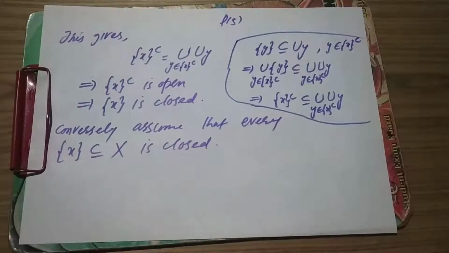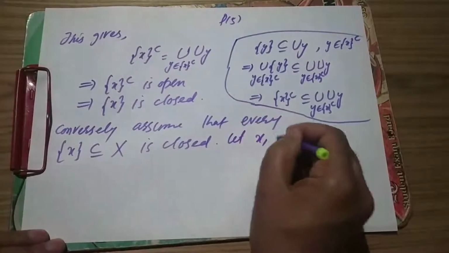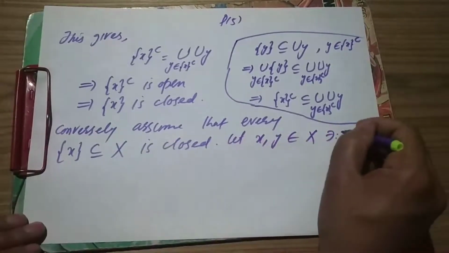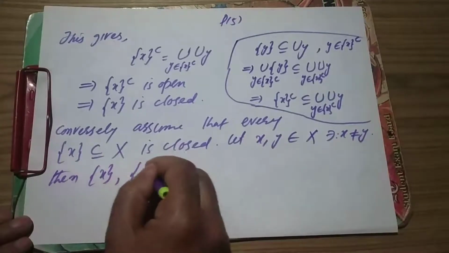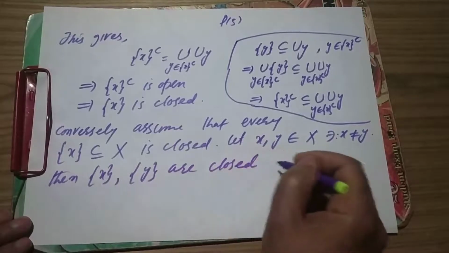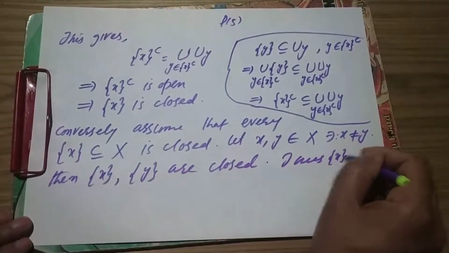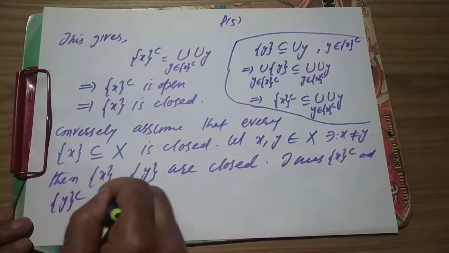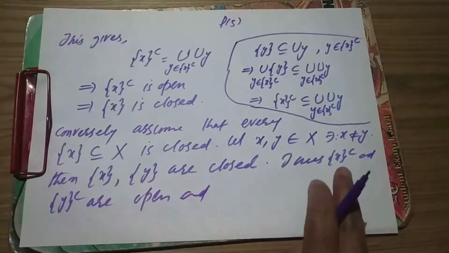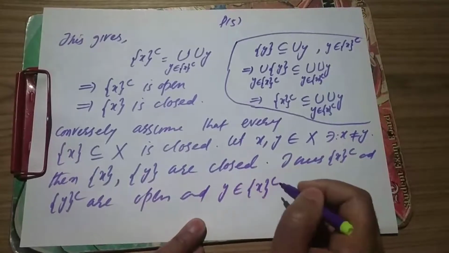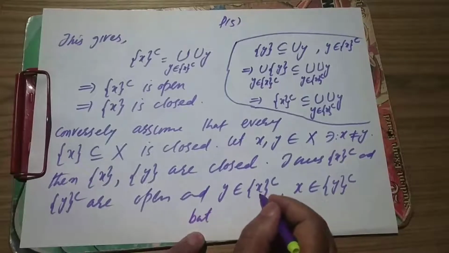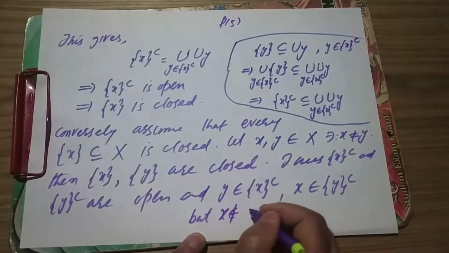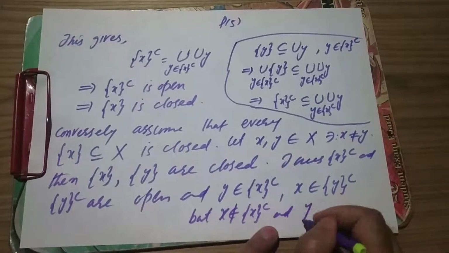For this, we have to prove that for any two distinct points X and Y in X, we must have two open sets. So let X, Y belong to X, such that X is not equal to Y. Then by definition, since every singleton set is closed, these two singleton subsets of X are closed. Thus, their complements are open. And so these sets are open, and Y belongs to X complement, which is an open set, and X belongs to Y complement, but X is not in the complement of X, and Y is not in the complement of Y.